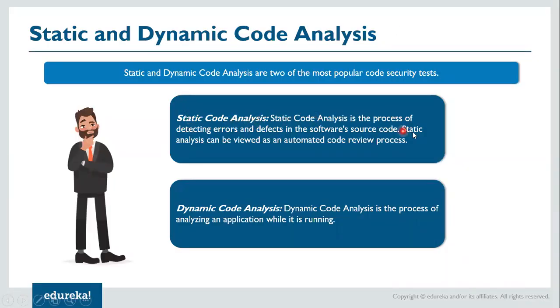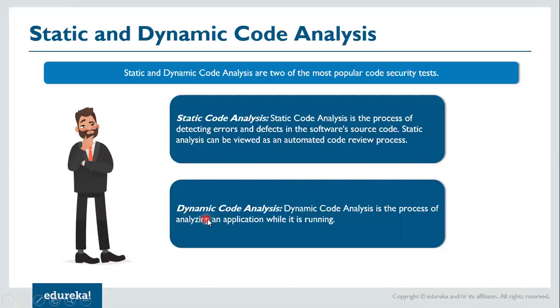Static code analysis is the process of detecting errors and defects in software source code. So when you start writing the piece of code that is the source code, static code analysis is your ability to find the errors in the code itself. Plus, static analysis can be viewed as an automated code review process. So you can make use of a few tools available in the market to do static code analysis.